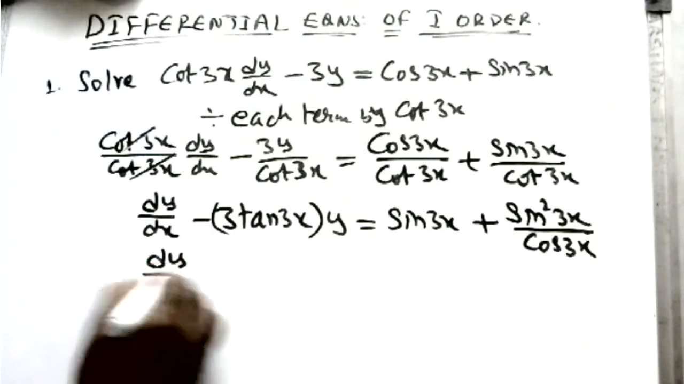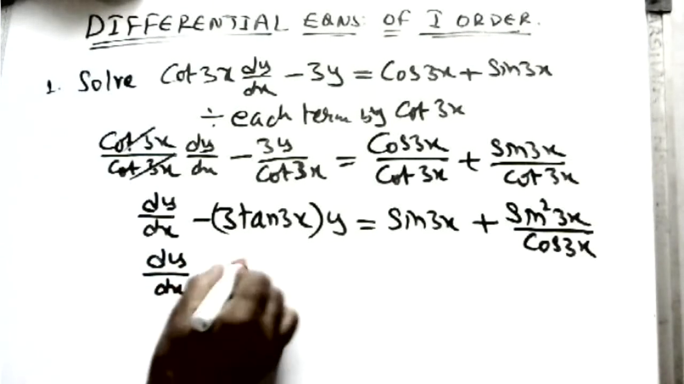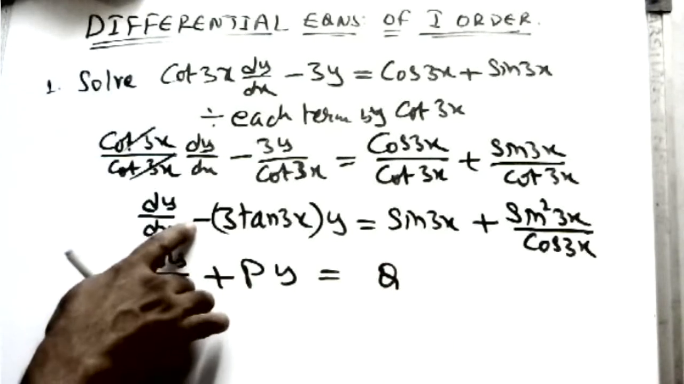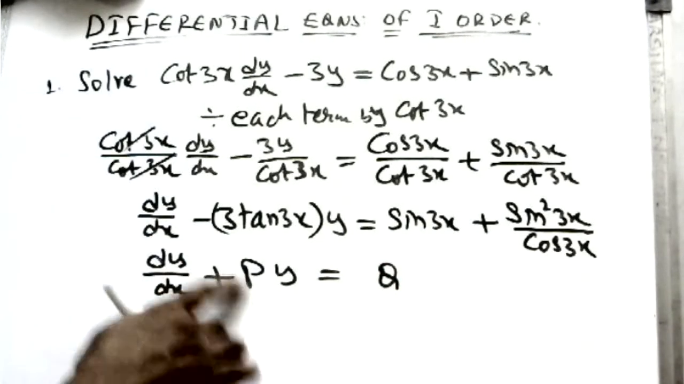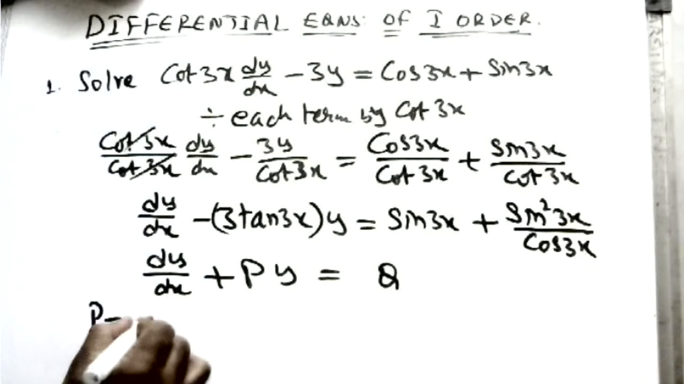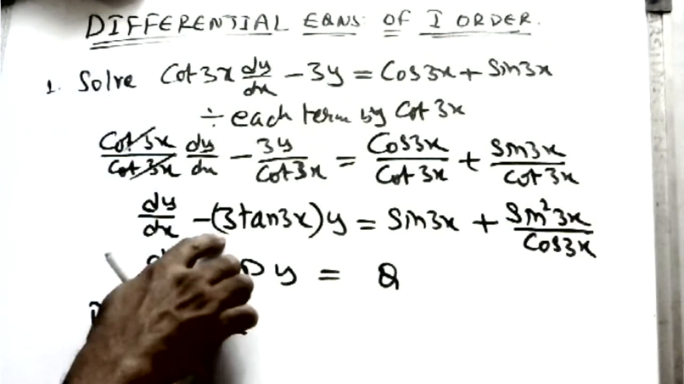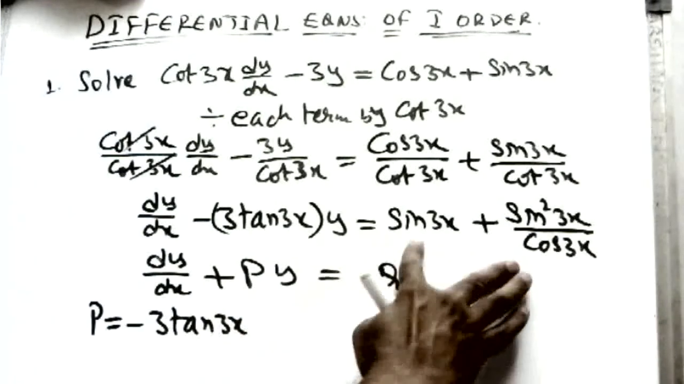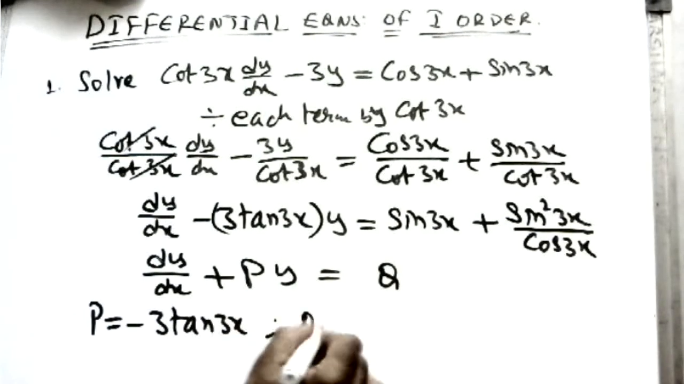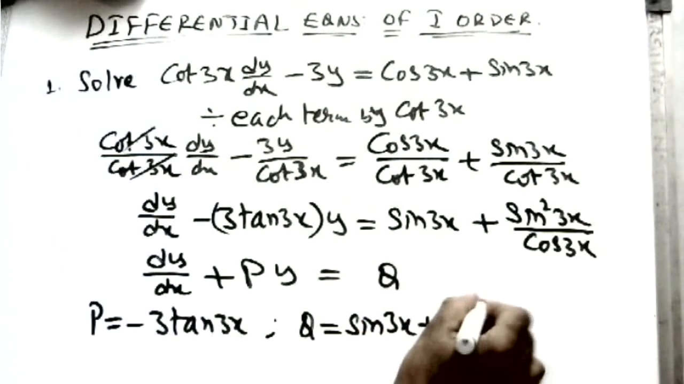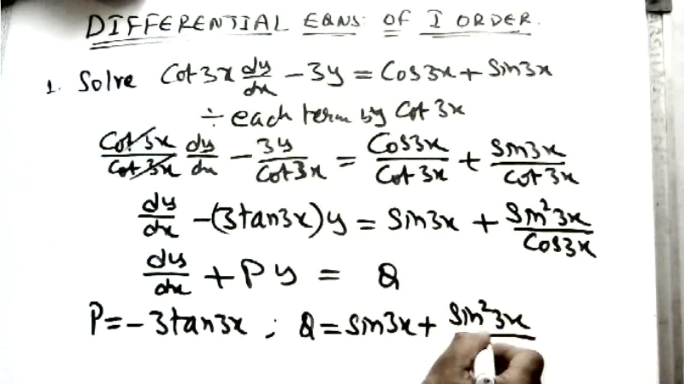Now the next step, let me compare this with dy by dx plus py equals q. Watch here, what is the value of p? We have to write it with the minus also. The value of p will be p equals minus 3 tan 3x. This is p, and all of this will be q. So q will be sine 3x plus sine squared 3x by cos 3x.